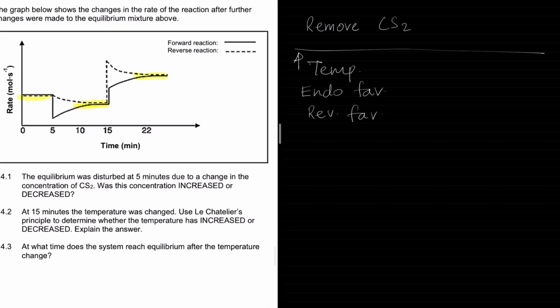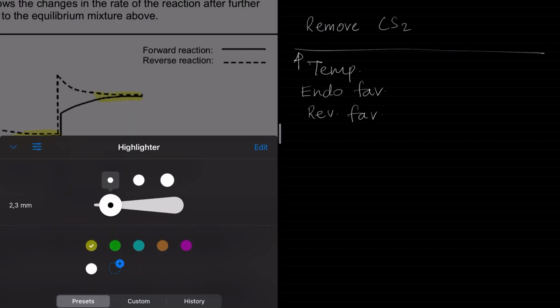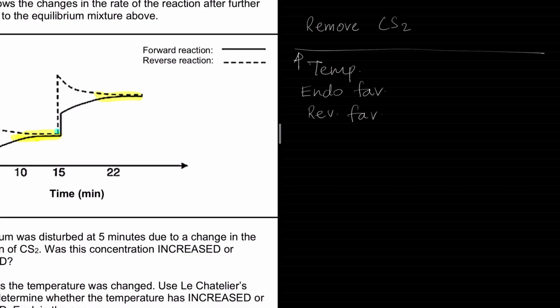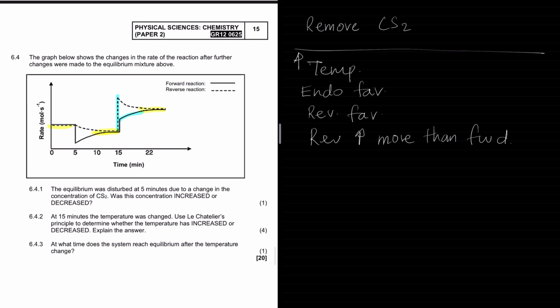Now, if we look at our graph, we can see that the dotted line, which is our reverse reaction, increases much more than the forward reaction. So that's the reverse. It increases much more than the forward. So we can see clearly that the reverse increases more than the forward. Again, we don't necessarily have to use Le Chatelier's principle to figure out if the temperature was increased or decreased. We could just answer that by looking at the rate.